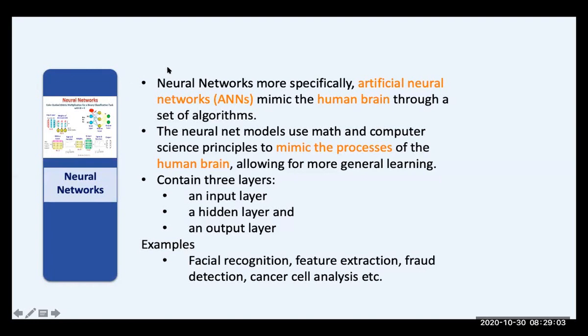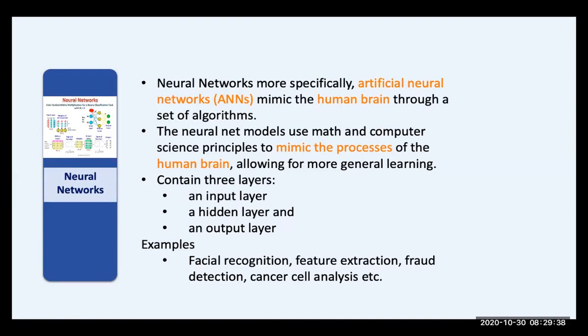The next is neural nets. Neural nets are very famous, and specifically we call it the artificial neural net. Sometimes people call it ANN, and there are different forms of neural nets as well, like CNN, RNN, etc. But people sometimes call neural networks artificial neural nets. They mimic the human brain through a set of algorithms. I was talking about the layers, and how it is different from deep learning. So, a neural net consists of 3 layers: input layer, hidden layer, and output layer.